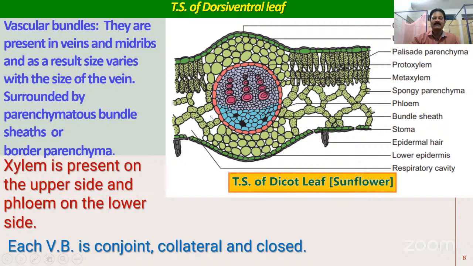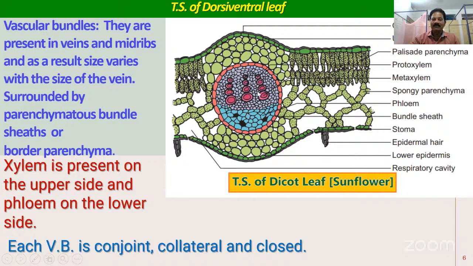Generally, it is colorless. Very few chloroplasts are there. That's why at the midrib region, externally, we can see a light green color, generally achlorophyllous. So this is simple parenchyma. And this pink colored sheath-like structure, which is surrounding the vascular bundle, is called the bundle sheath. The bundle sheath is parenchymatous.